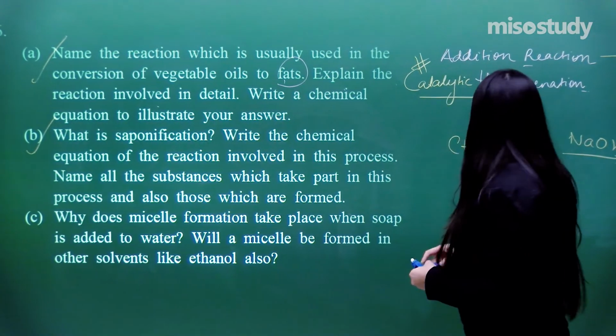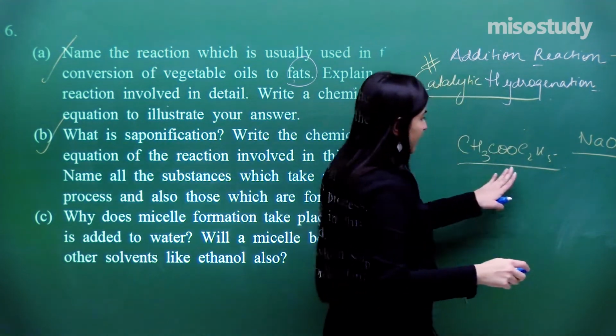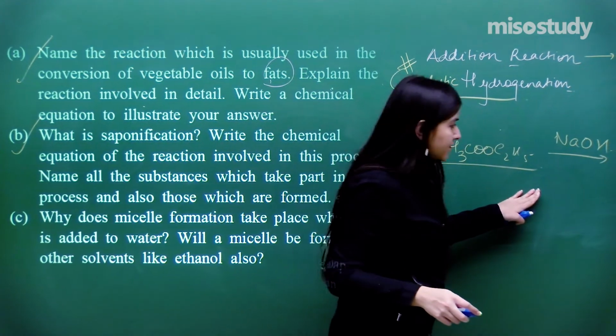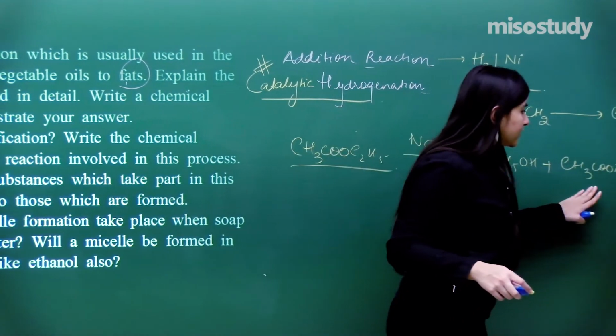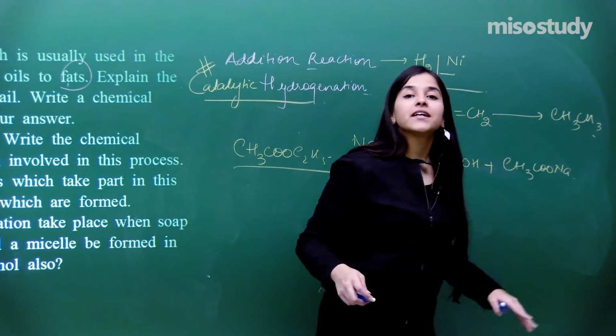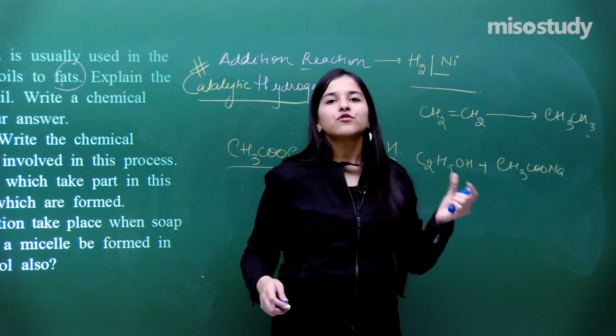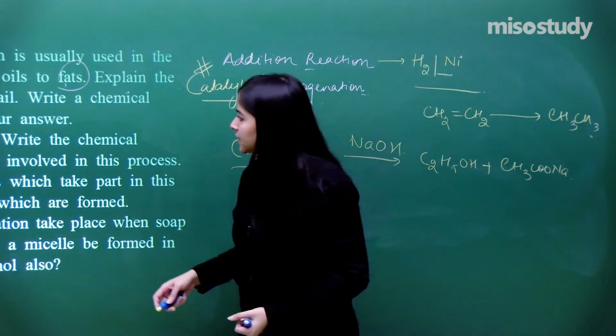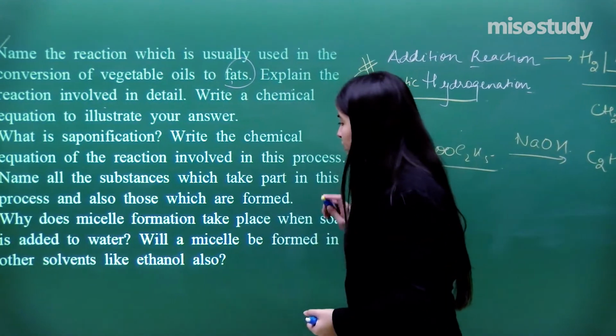And name all the substances. It was ethyl acetate. This is the name for this ester. This is alcohol. This is sodium acetate, the name, formed from the acetic acid. Now this is B, which is done.